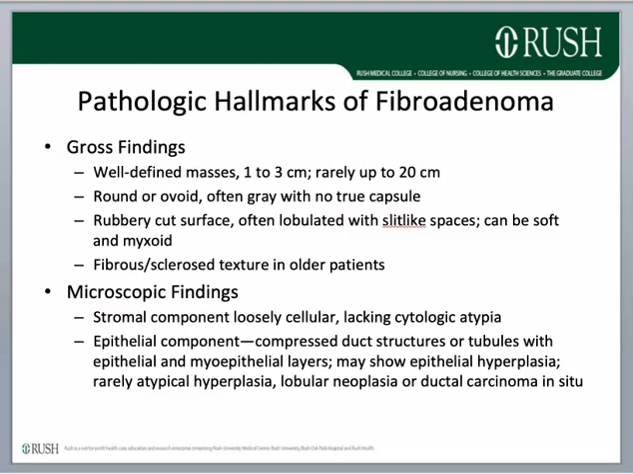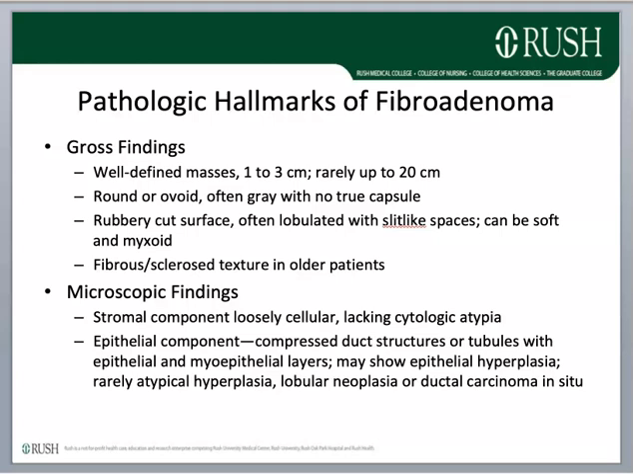Grossly, these are well-defined firm masses. They generally range 1 to 3 centimeters in greatest dimension, but rarely can be quite large lesions. They're often identified by the patient because they are firm in quality and thus more easily palpable. They tend to be round to ovoid on the cut surface. They're often gray with no true capsule.